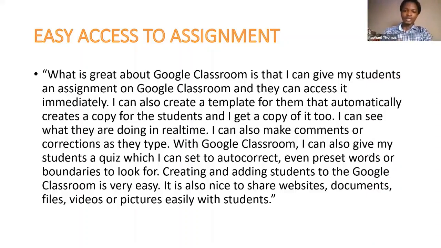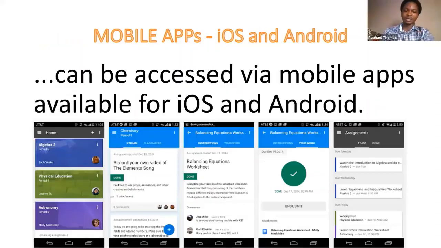Another thing that makes Google Classroom so easy for you is that it comes with a mobile app. You can access Google Classroom from the web platform using classroom.google.com. You can also download the app on your mobile phone. Your learners, your students, can equally download the app on their mobile phone. The app is available on the iOS platform. It's also available on the Google Play Store.